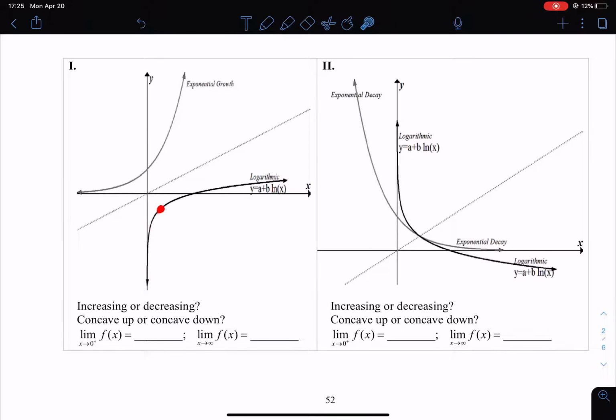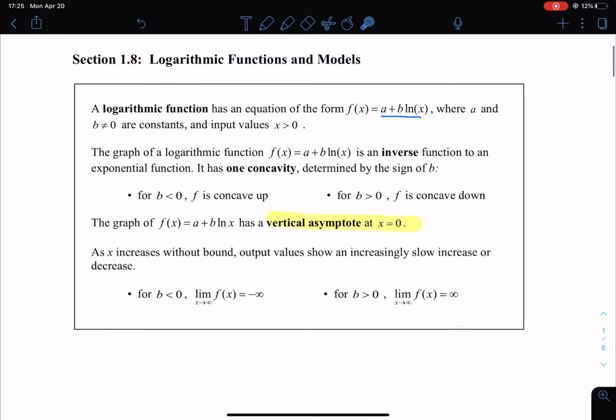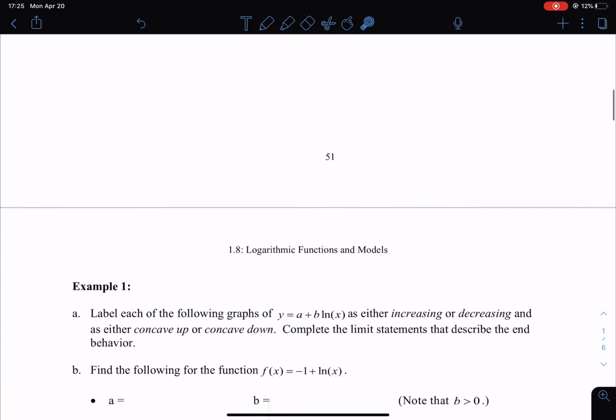Again, for both logarithmic functions, x must be positive. So for a logarithmic function, we don't consider the case when x is negative. That is right here: the input value x must be positive.